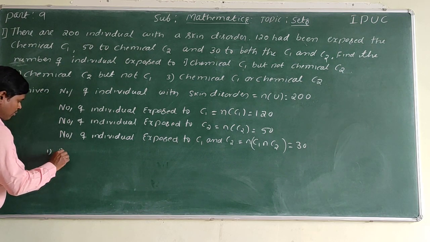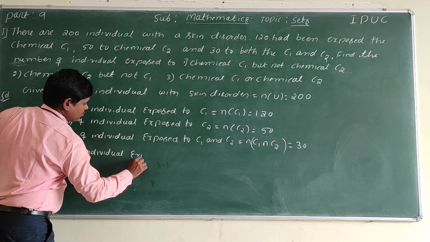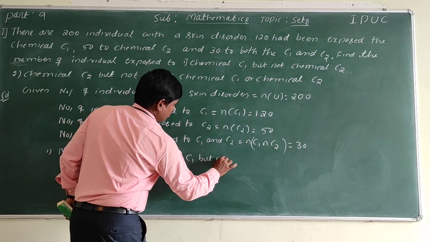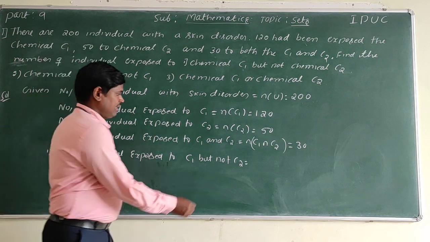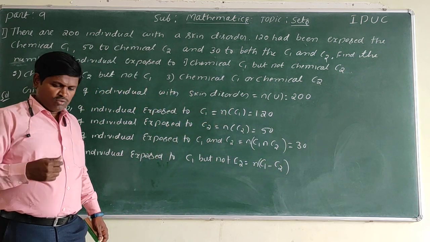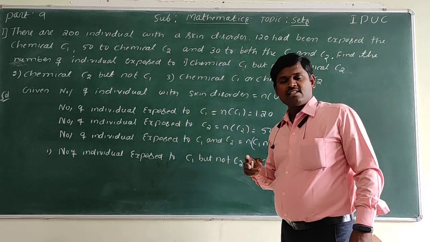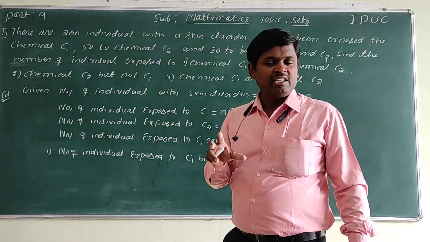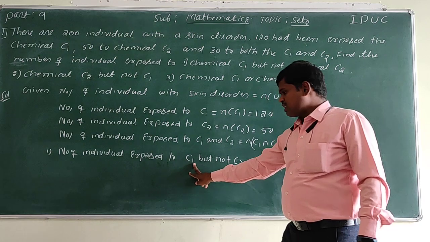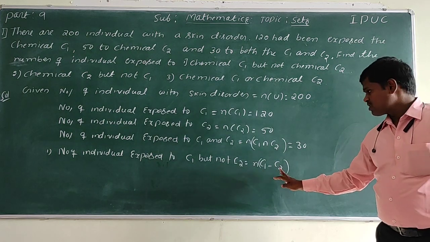The first question: the number of individuals exposed to chemical C1 but not C2. It is mathematically taken as n of C1 minus C2. Already you know the difference of sets: if A and B are two sets, then the difference of A and B is denoted as A minus B. A minus B is a set consisting of the elements which belong to set A but not to set B. So that is the elements which belong to C1 but not C2.